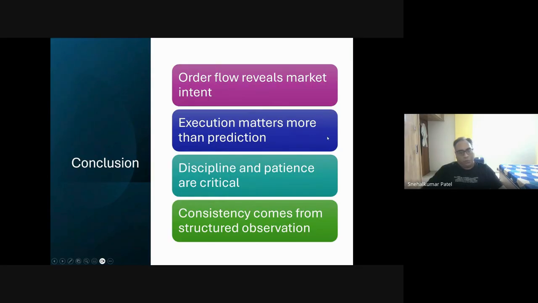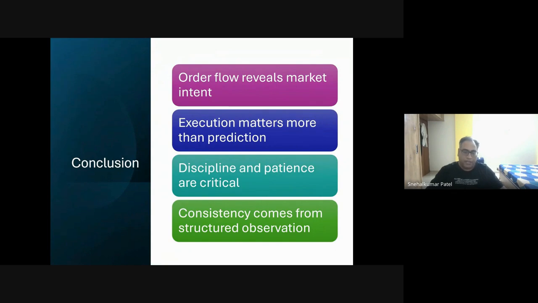Execution matters more than prediction. You just don't guess the direction, whether the market is going to be bullish or bearish. Rather than that, we should focus on what the market is showing you in terms of the data when you're looking at the order flow. Discipline and patience are critical, and consistency only comes from structured observation.